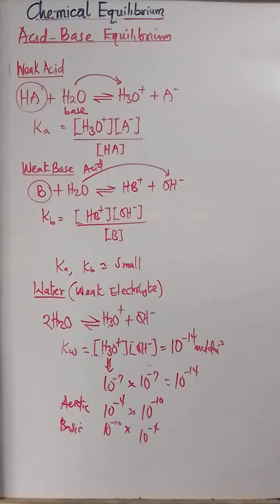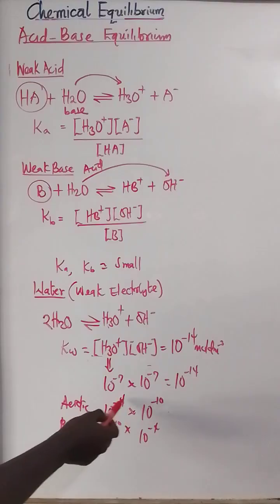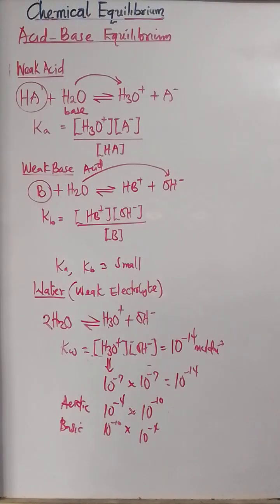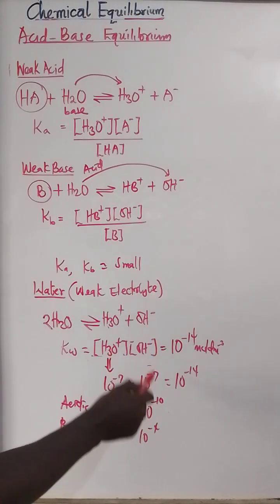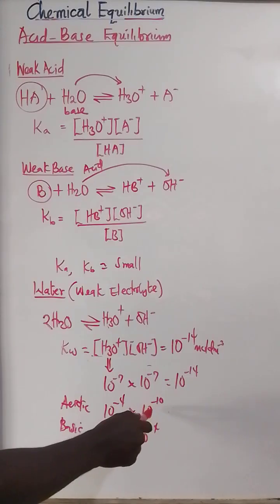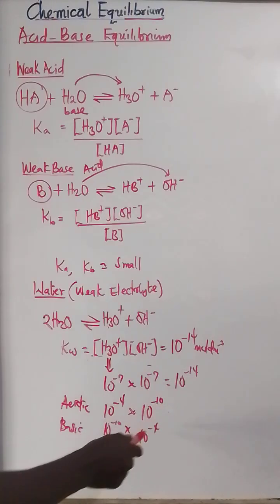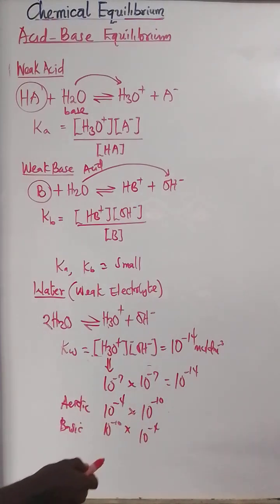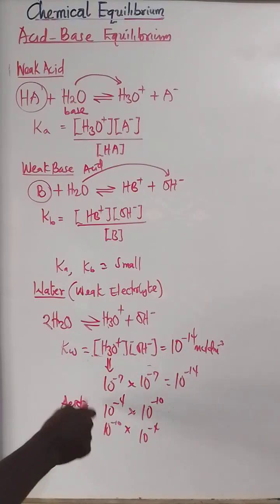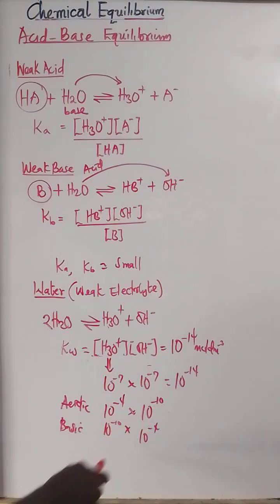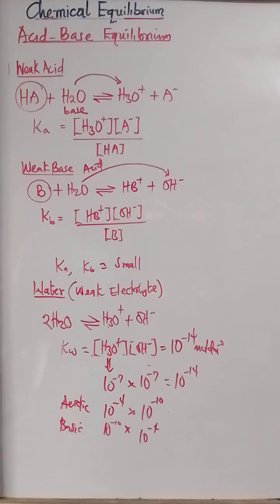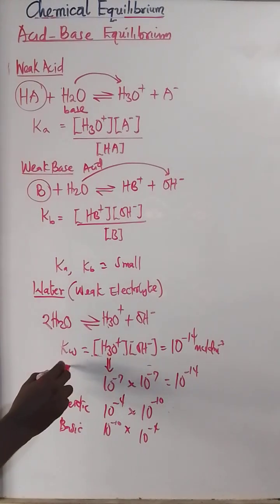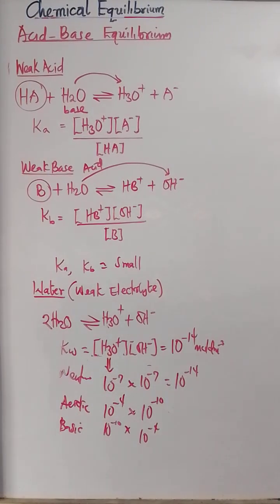minus 10. Now, you might be wondering, 10 is bigger than 4, so this one should be higher. No, because this actually means a reciprocal: 1 over 10 to the power of 10, which is about 1 over 10 billion, and this is about 1 over 10,000. So 1 over 10 billion is smaller than 1 over 10,000, and the same thing goes for the other. So for an acidic solution, the concentration of H3O plus is high, while for a basic solution, it is small. And for a neutral solution, they are equal.